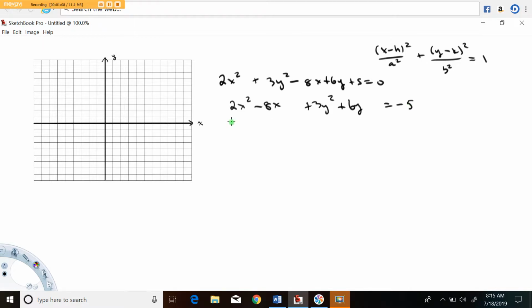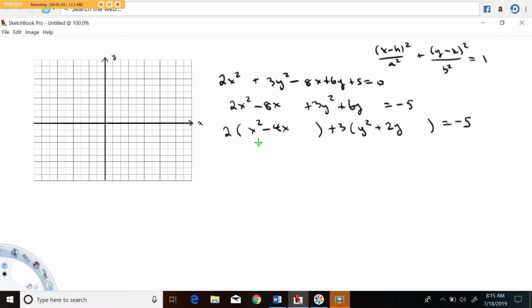Now the idea here is that we have to complete the square in these terms. The first step in completing the square is you want a 1 in front of this term and in front of this term. So let's factor 2 from both of these terms. And here's where I'm going to leave my space that I'm going to need. And we can factor 3 from both of these terms. And again, leave a little space.